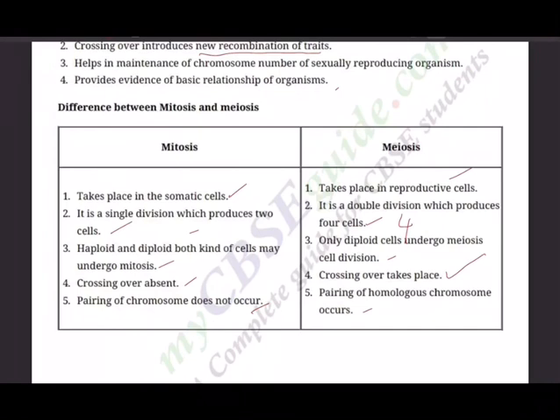Haploid and diploid cells both may undergo mitosis, whereas only diploid cells undergo meiosis, only in gonads. In mitosis crossing over is absent, whereas in meiosis crossing over is very much present, and thanks to crossing over, chiasma is formed, and because of chiasma there is exchange of genes. In mitosis pairing of chromosomes does not occur, whereas in meiosis homologous chromosomes always get paired.